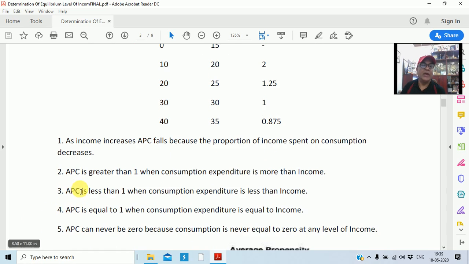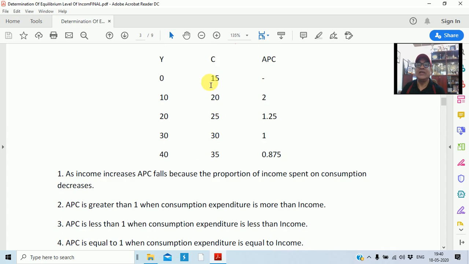Number 3, APC is less than 1. Why? When C is less than Y. Clear? These are the features of APC.